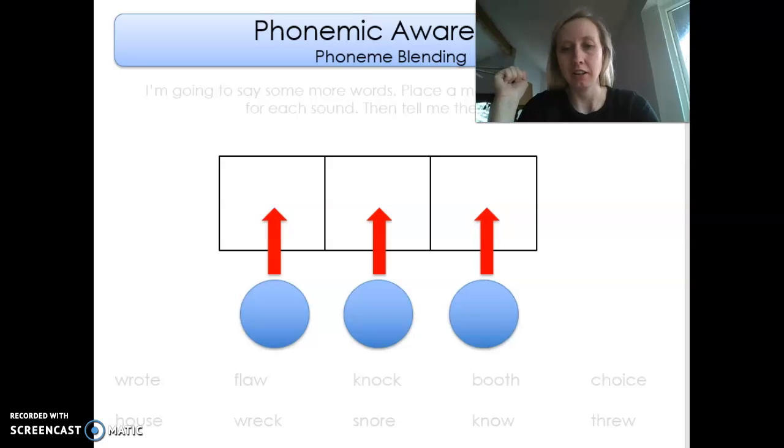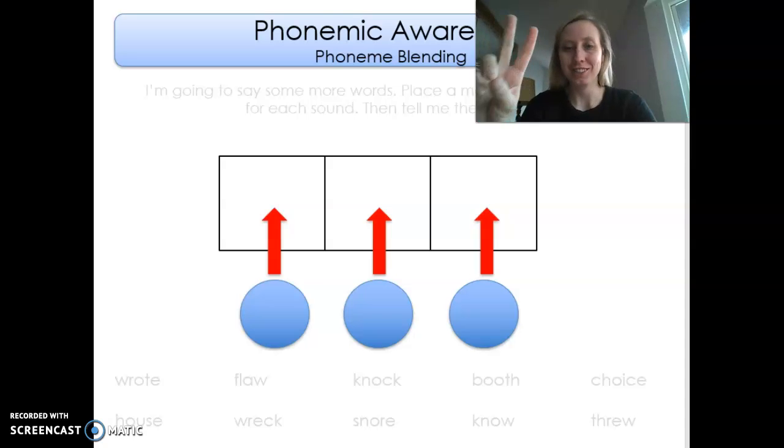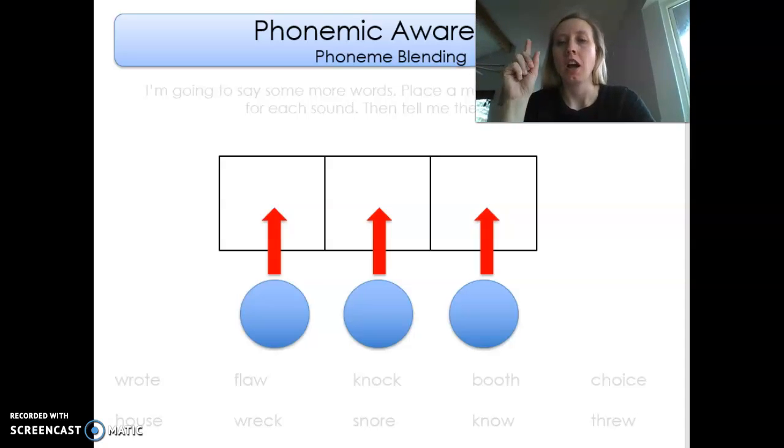There are a lot of 3 sounds. Snore: s, n, or. 3 sounds. No: n, o. 2 sounds. There we go. Through: th, r, oo. 3 sounds. So most of those were 3 sounds.